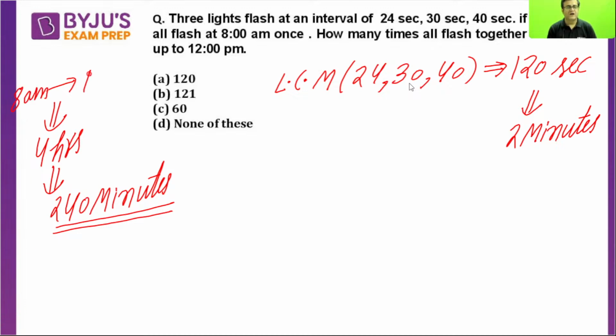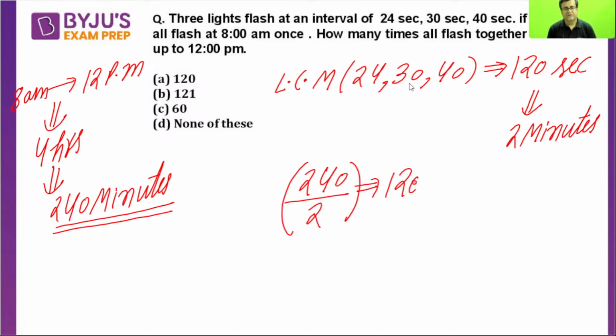8 a.m. till 12 p.m. There are 4 hours, total 240 minutes. In 240 minutes, the lights flash together after an interval of 2 minutes. So how many times? 120 times they flash together. Is the point clear?